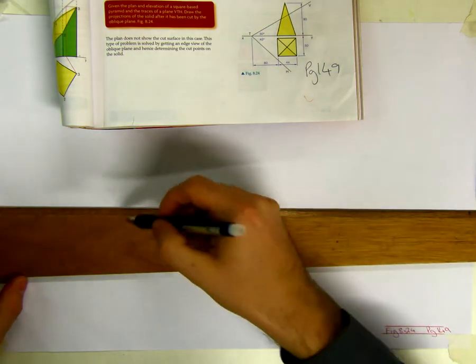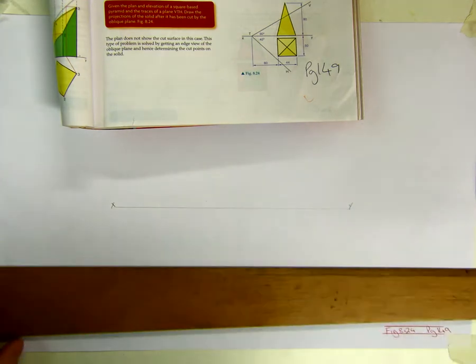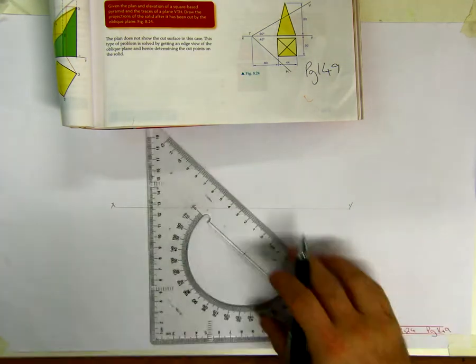Okay, so set up your XY line. The horizontal and vertical traces.